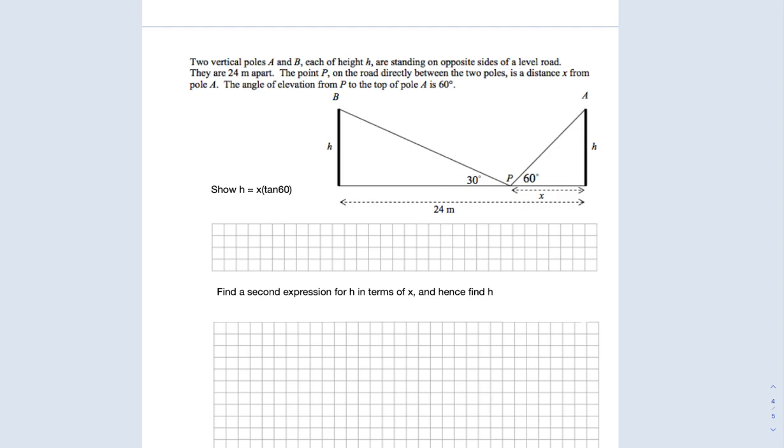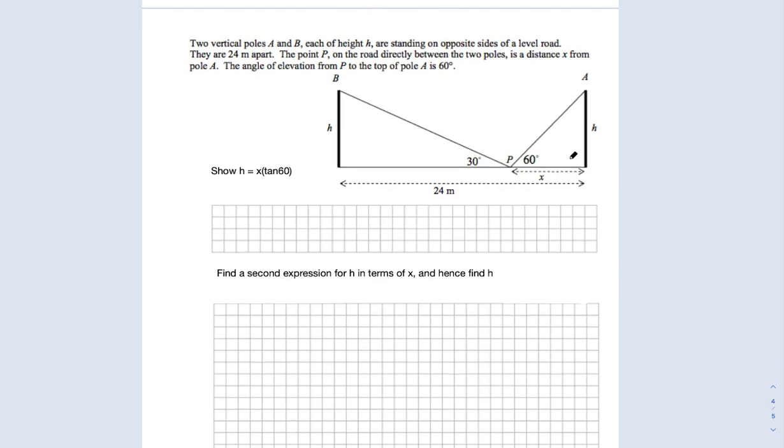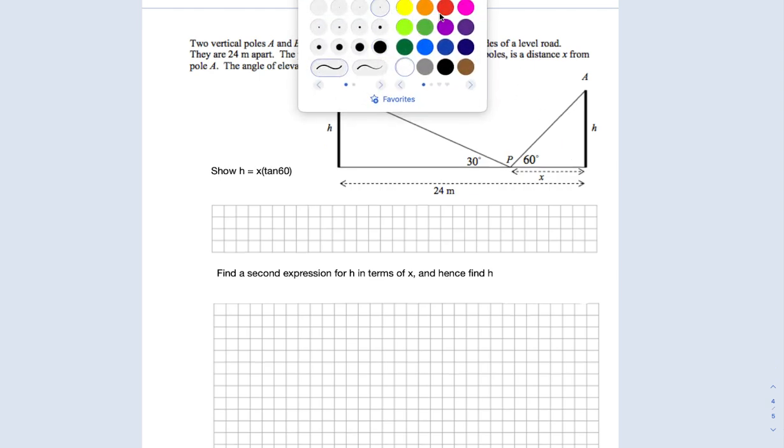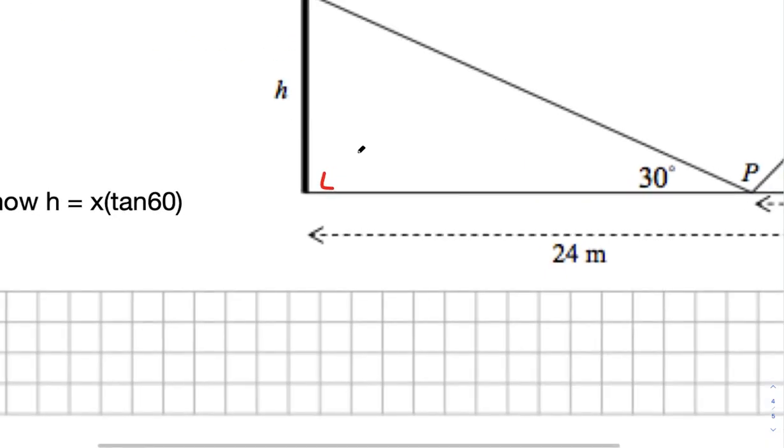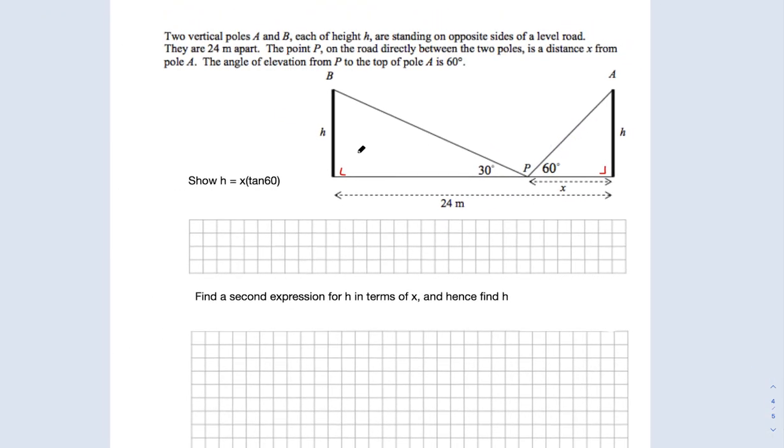In this question, we're going to take a look at how we could find the height of a pole if we're given these diagrams and this information in the question. It says two vertical poles A and B, each of height h, are standing on opposite sides of a level road. Because they're vertical and on a level road, we know straight away that the angle to the ground is 90 degrees.